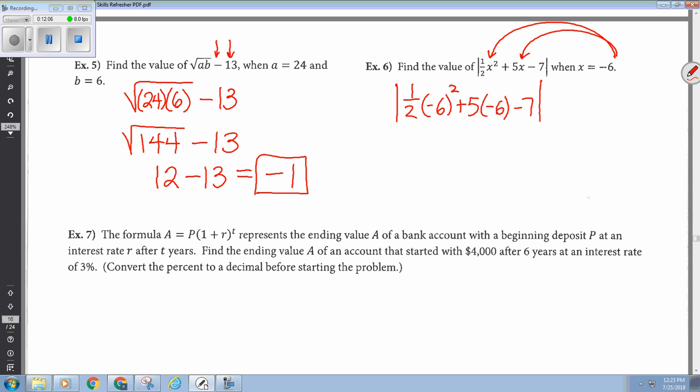First step with PEMDAS, start in parentheses. Parentheses also includes anything inside of an absolute value. So we work inside the absolute value. We've got an exponent, so we need to take care of that. Negative 6 to the second power is positive 36.